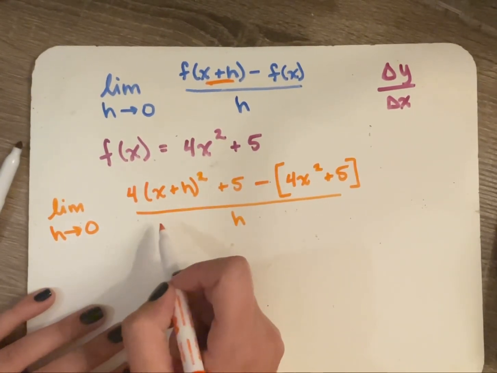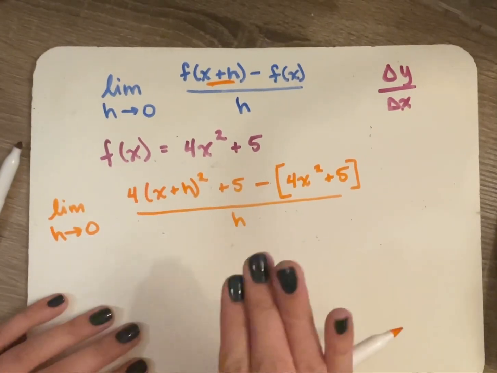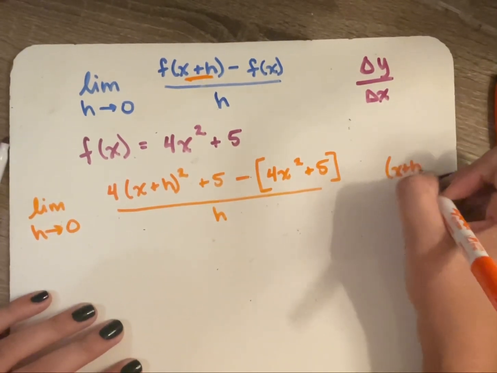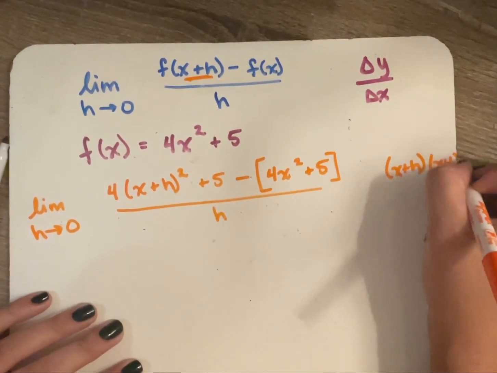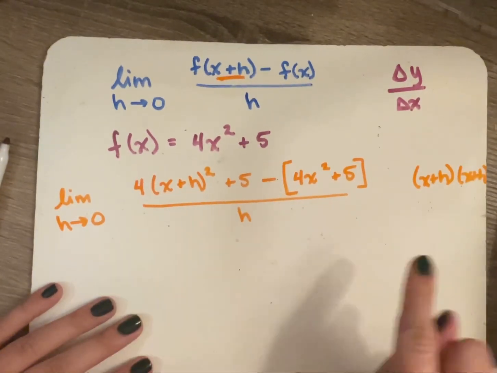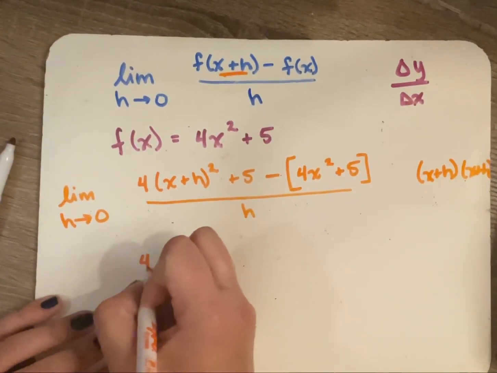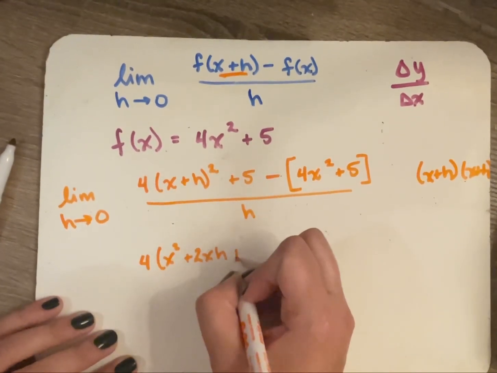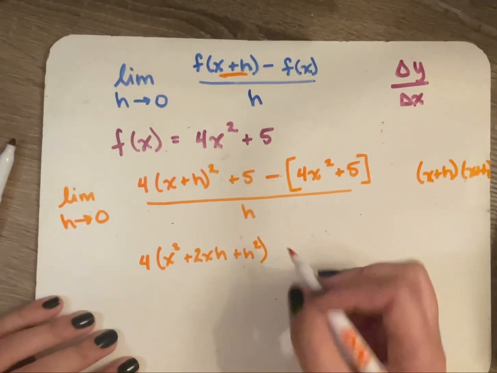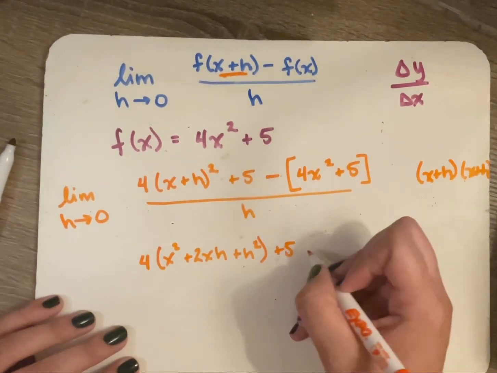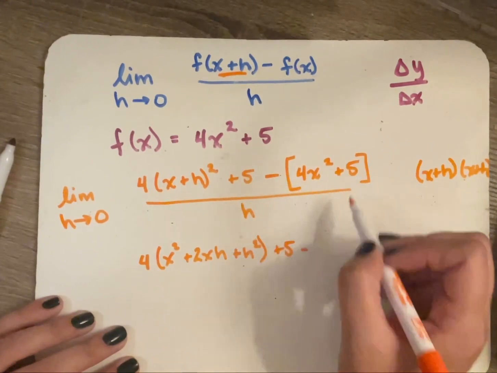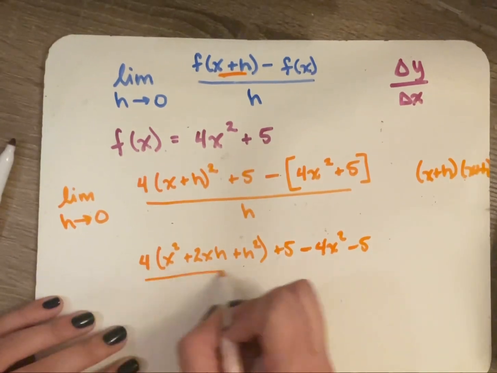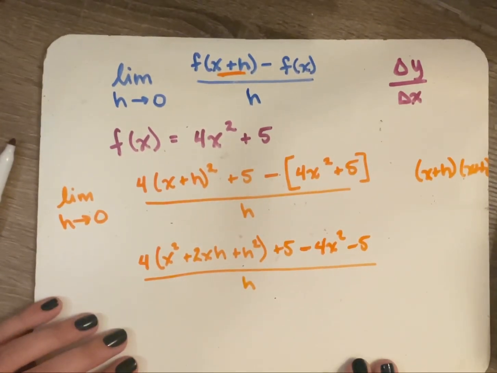Okay, so let's think about this. X plus h squared, it is not x squared plus h squared. We have to think about doing x plus h times x plus h and distributing. When I actually distribute that out, I get x squared plus 2xh plus h squared plus 5. I'm going to go ahead and distribute this negative here as well. So minus 4x squared minus 5. This is still all over h.